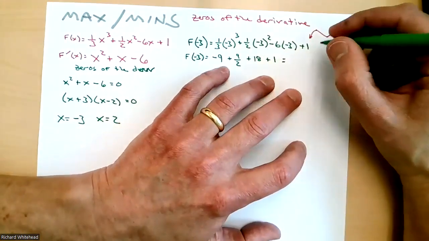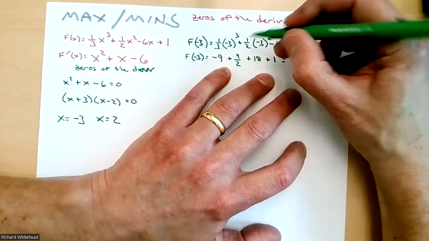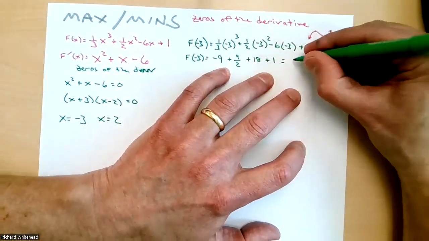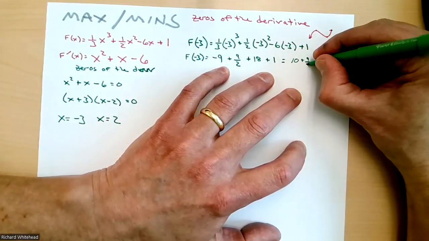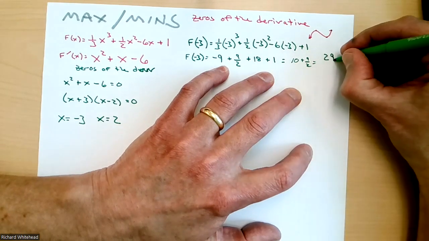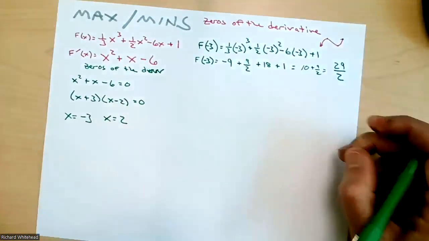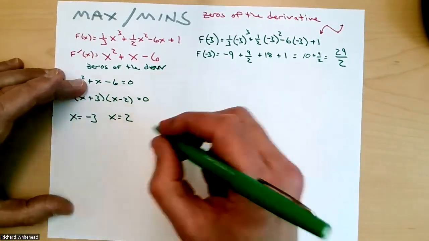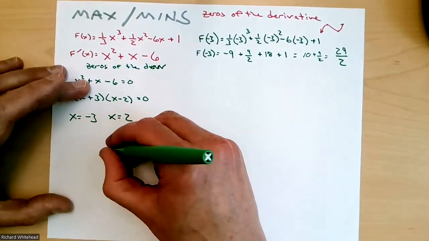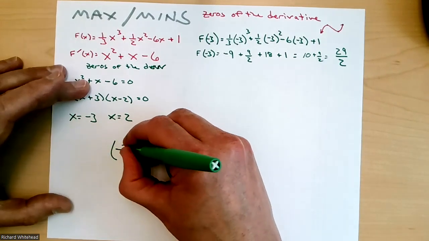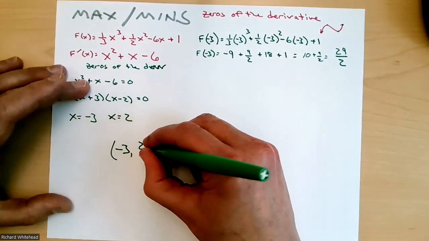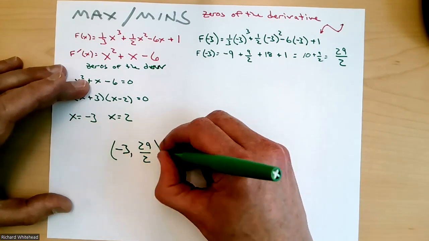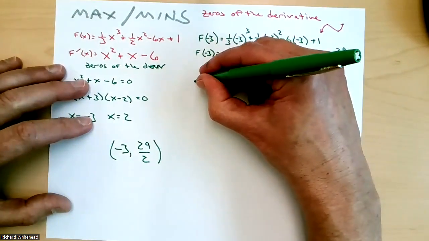So what do we get here? That's going to be -9, 9, 10. So that's going to be 10 plus 9 halves. So that's 29 over 2. So when x was -3, you've got -3 comma 29 over 2 is one of our points. Okay, now we're going to do the other one.